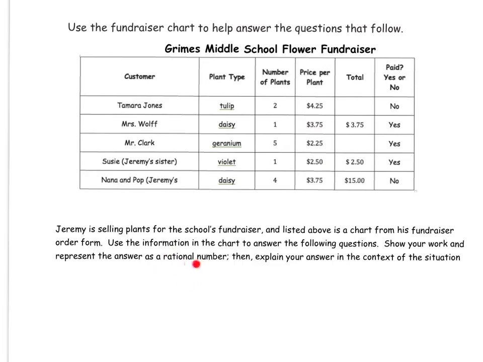Now, rational, remember, just means that it can be put in a over b form. So it could be a decimal, a fraction, a whole number, or an integer. Any of those are rational numbers. What it can't be is an irrational. And then we have to explain. This is where we get into modeling and communicating mathematically.